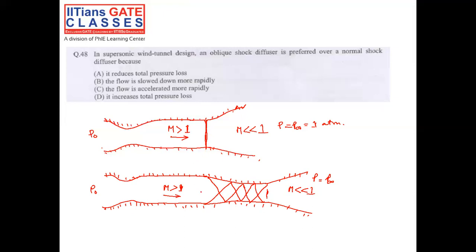And as our criterion is to discharge the flow in a way that the total pressure loss is minimum, we always go for this one, because across the oblique shock the total pressure loss is always less compared to that of a normal shock. So the correct answer is: it reduces the total pressure loss.